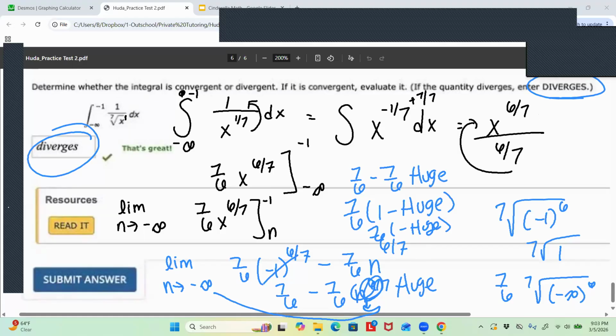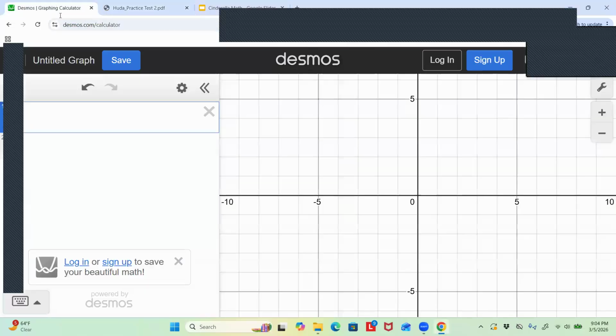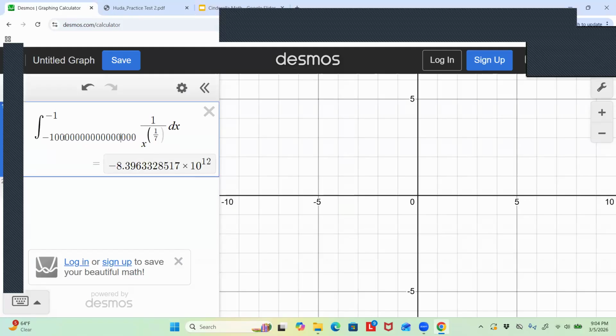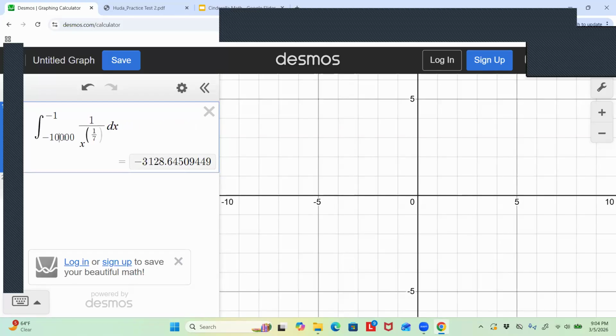No go. And again, you can't really put this one through Desmos. Do a really big negative number. And then what was it? 1 over x to the 1/7. I don't think they'll do the 7th root. Just do it like that. dx. See, that gave an answer. Let's make it smaller, smaller, smaller. See, there you go. See how it's just getting smaller and smaller? It's going to negative huge. It's diverging to negative infinity. See?